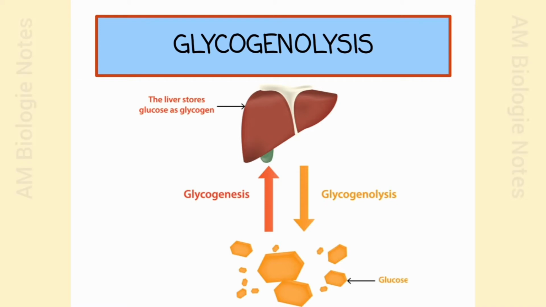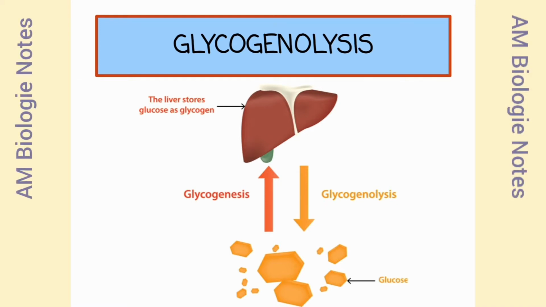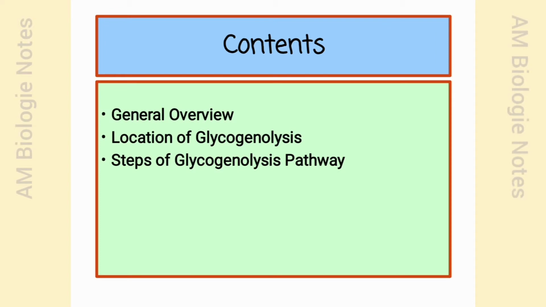Today I will discuss the glycogenolysis process through which glucose molecules are released into blood circulation from glycogen. Contents of the video include general overview, location of glycogenolysis pathway, steps of glycogenolysis process.